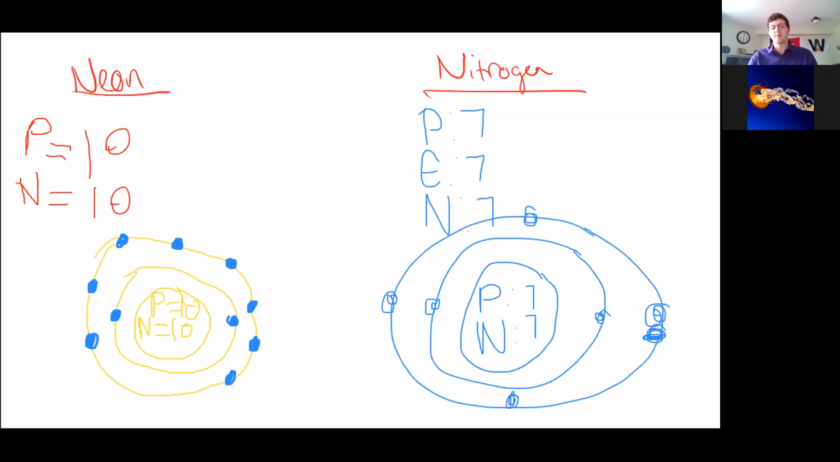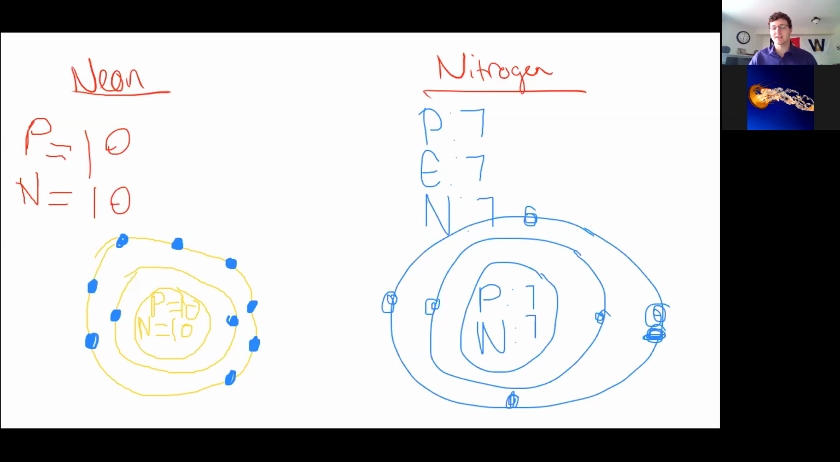Now, nitrogen's Bohr model has 7 protons and 7 neutrons in its nucleus. It has those 2 electrons on the first orbital, just like neon, and then it has 5 electrons on the second orbital to add up to a total of 7 electrons. That's also perfect. Now, if I were to tell you I wanted the Lewis dot structure, what's the first thing?